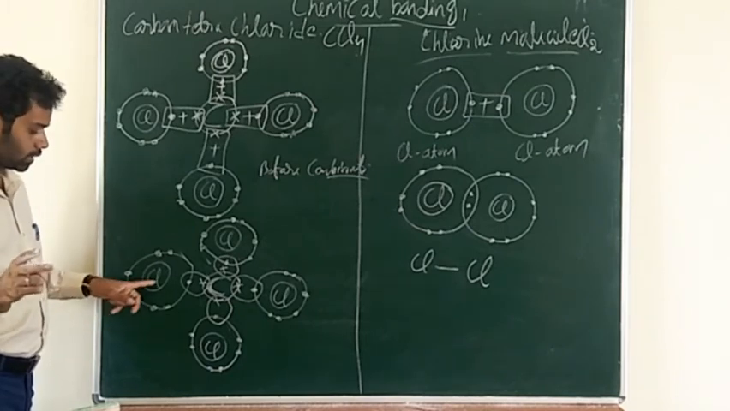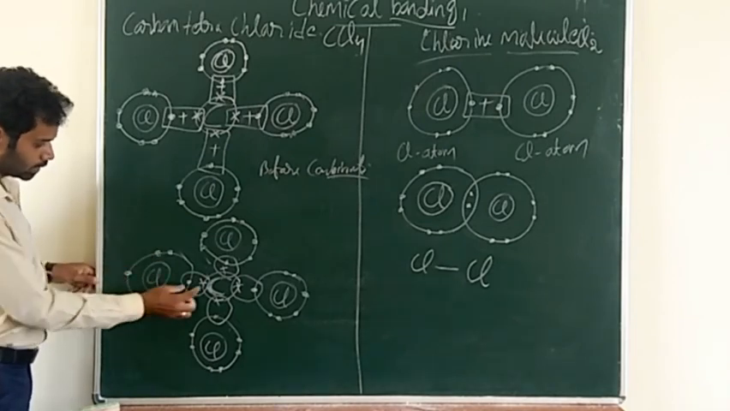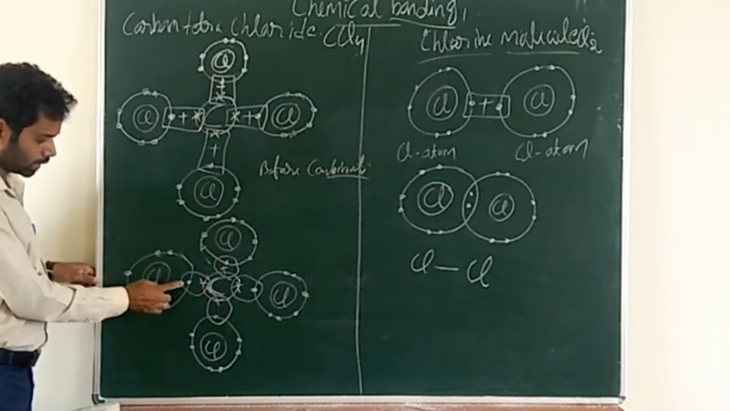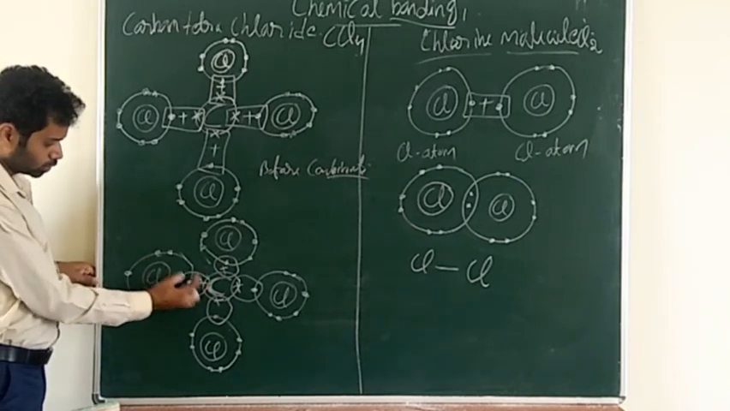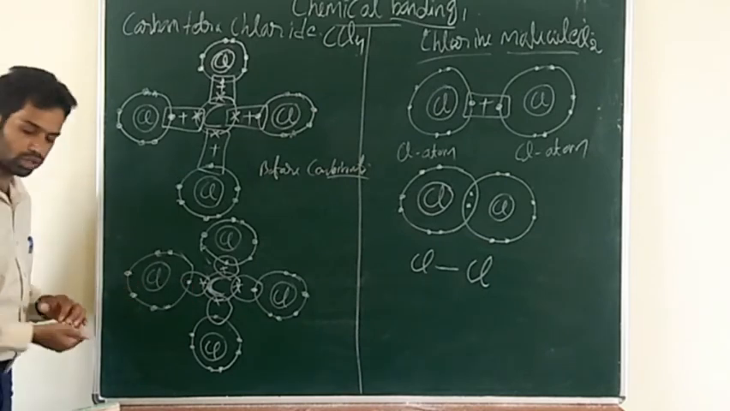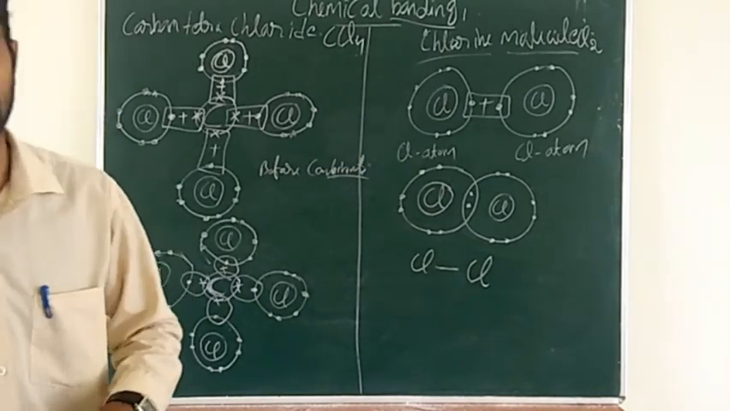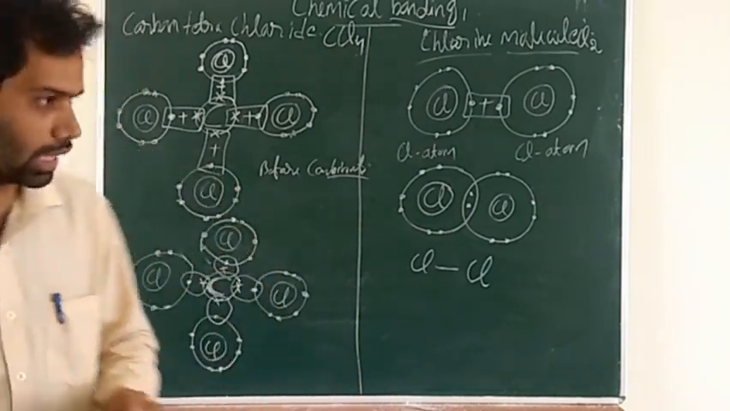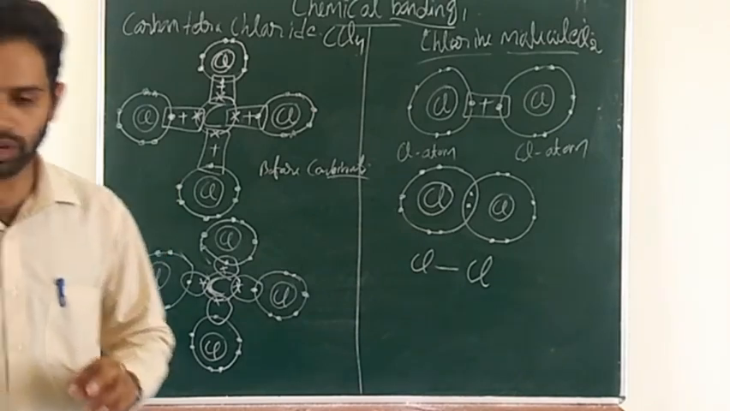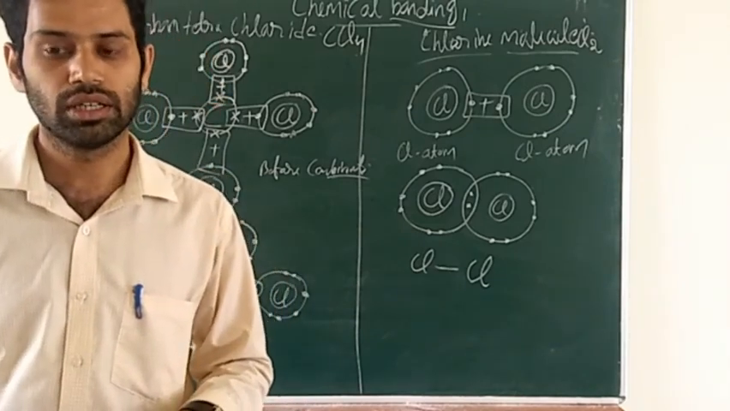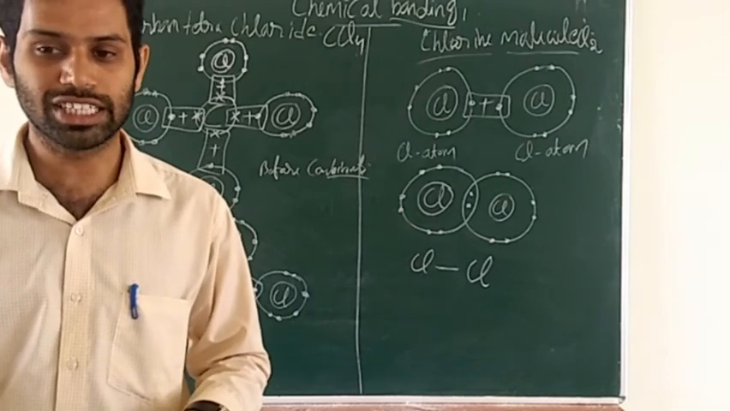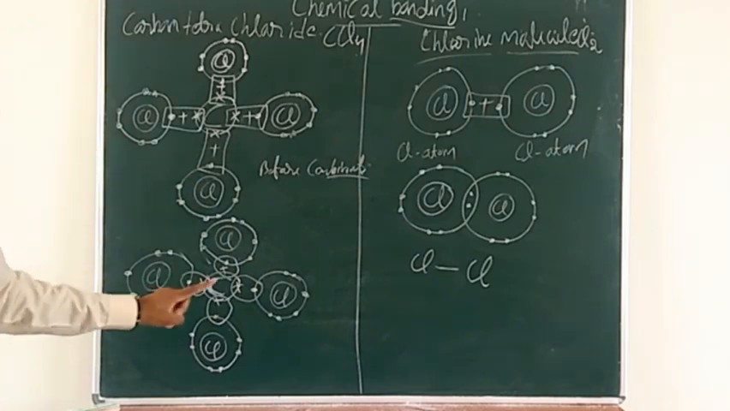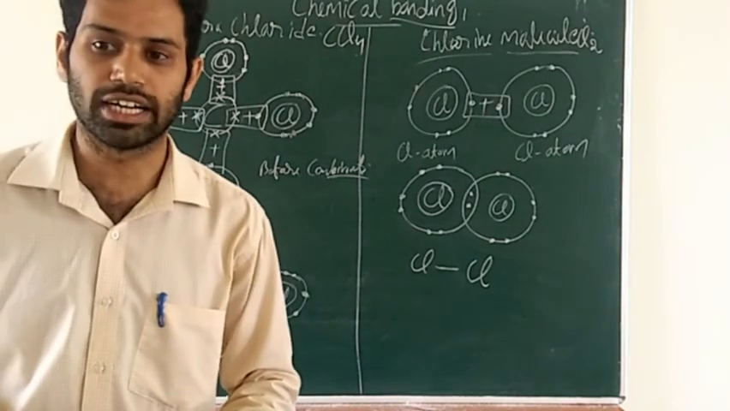Clear? For chlorine, look at that: 2, 4, 6, 8. One electron is shared from the carbon, so here 1 electron in chlorine, and here 2, 4, 6, 8. Octet. Both carbon as well as chlorine attain the octet state, not the duplet state. Don't get confused. Only in the hydrogen molecule are there 2 electrons, that's why it's a duplet state. Here 8 electrons are there, an octet state.